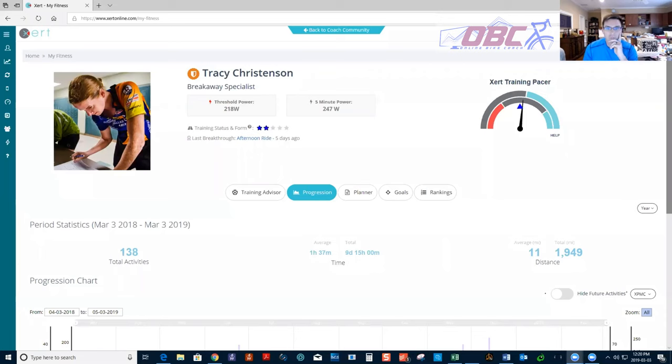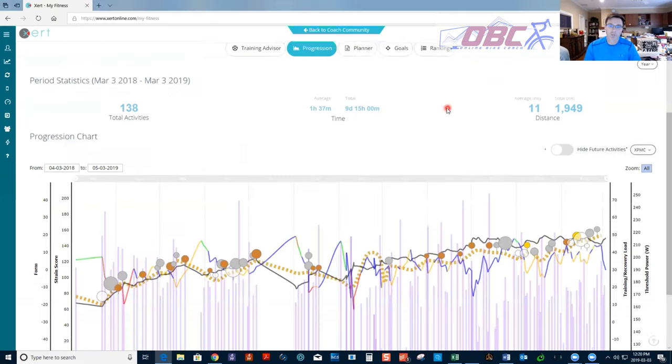Okay, so here I am with my wife, Tracy, and we are together this weekend, and we're going to look at her numbers. So the first thing we're going to do is start at the top. She's raised her threshold to 218 watts. Her five-minute power is currently at 247. We've set an end of April A event date because that's kind of the beginning of her season. And as you can see, she is right at a perfect position for self-declared training per the Xert pacer.